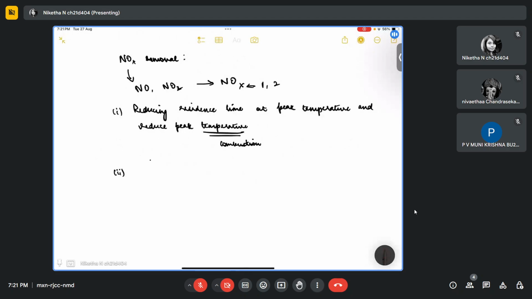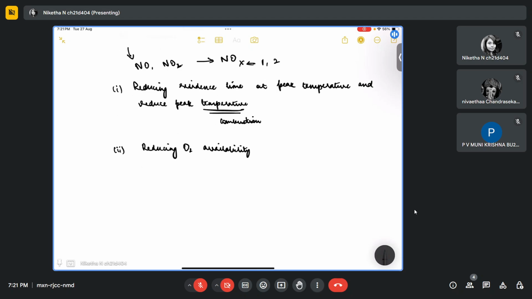The second is reducing the oxygen availability. So this can be done by reducing the oxygen concentration. So there is something called low excess air combustion.